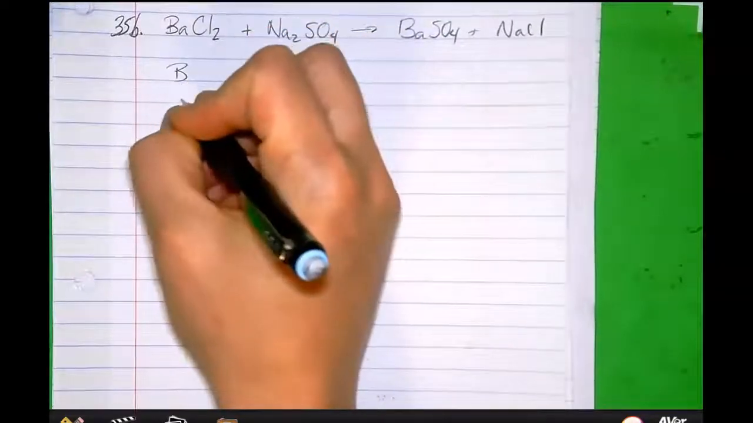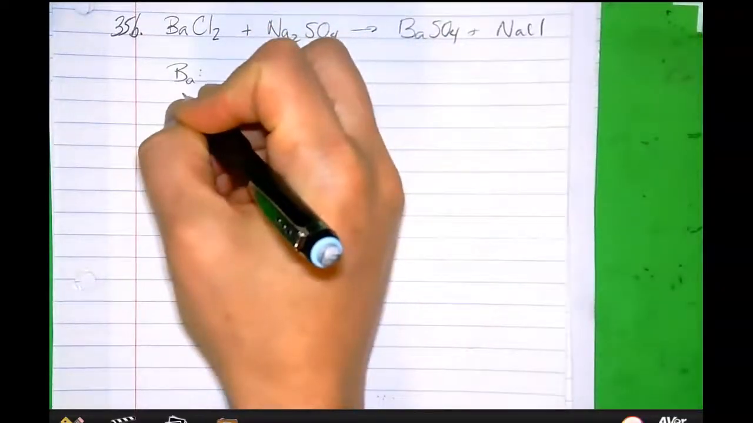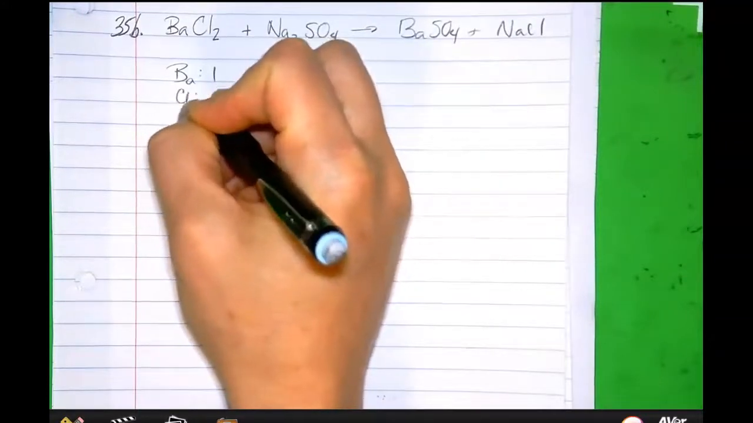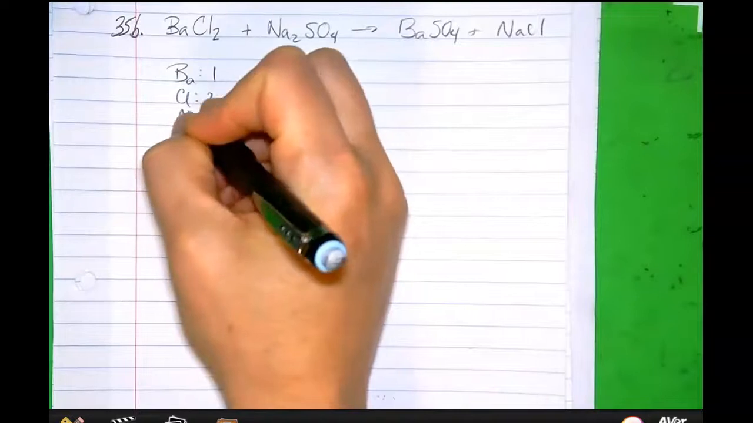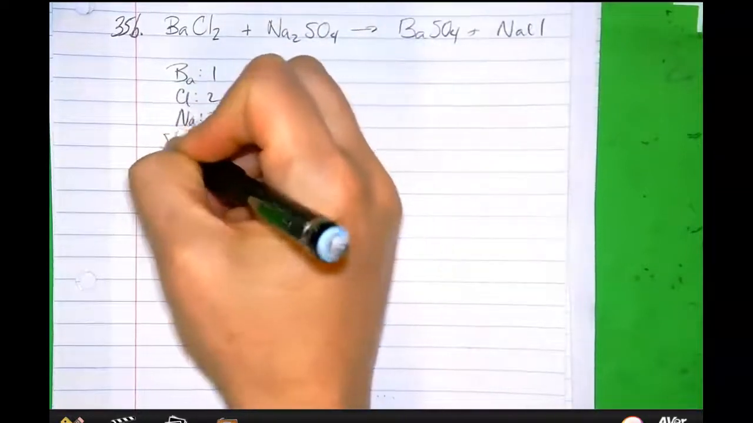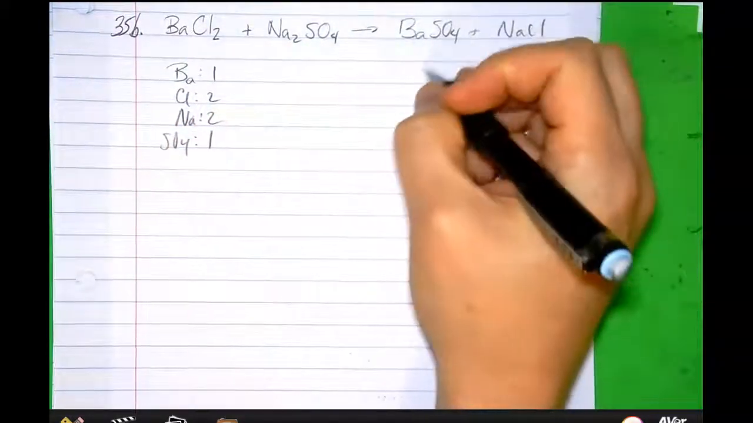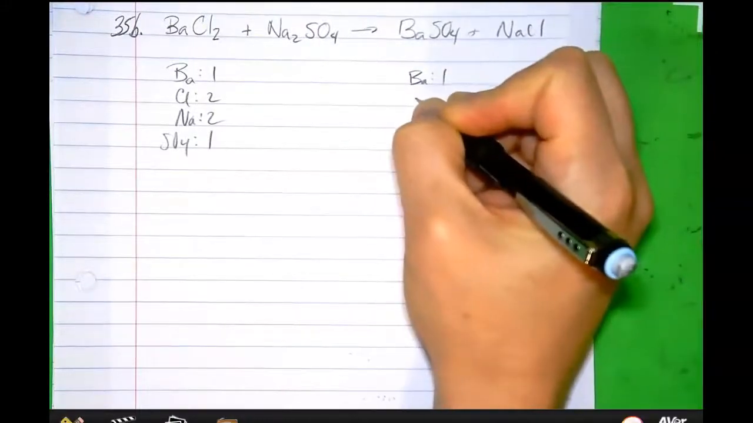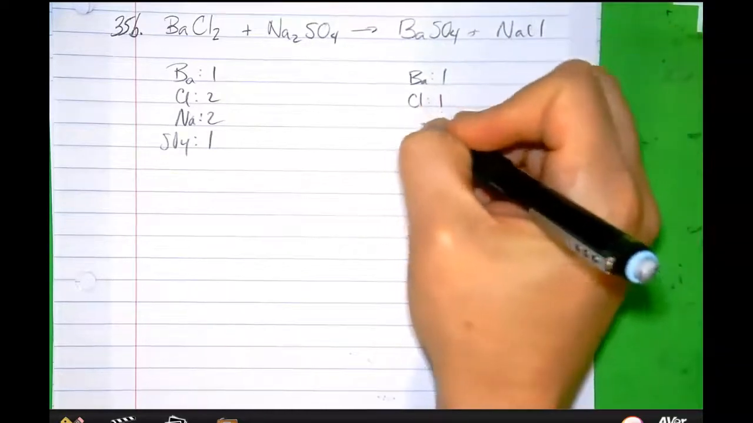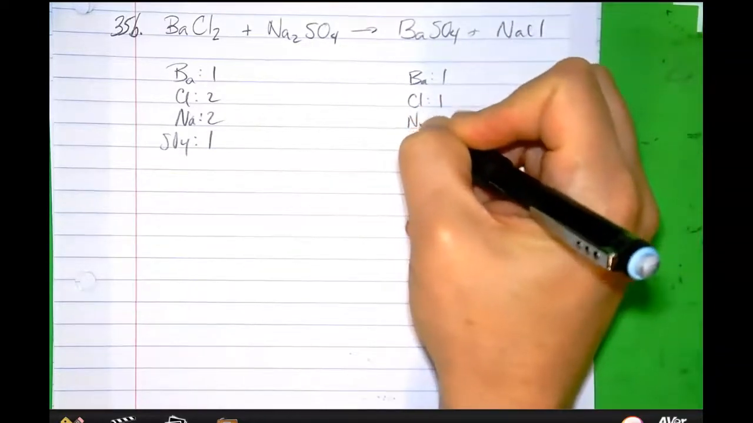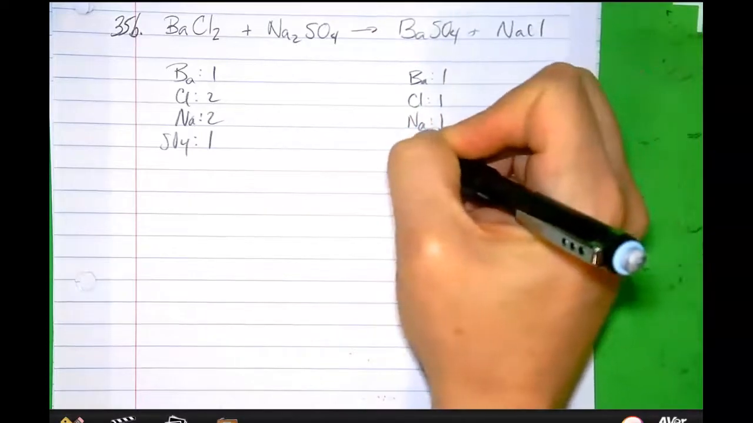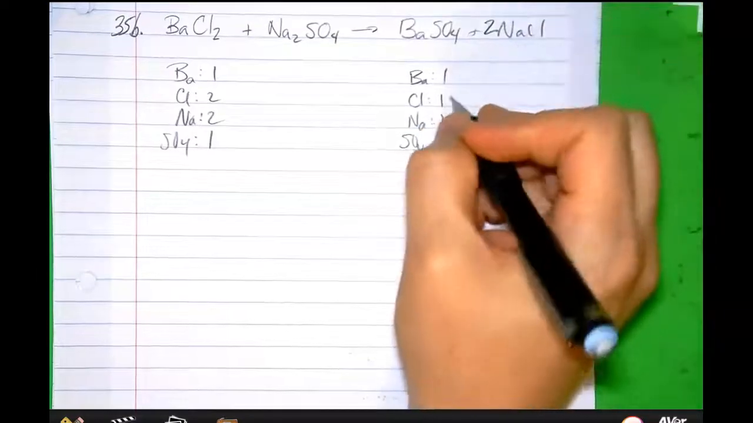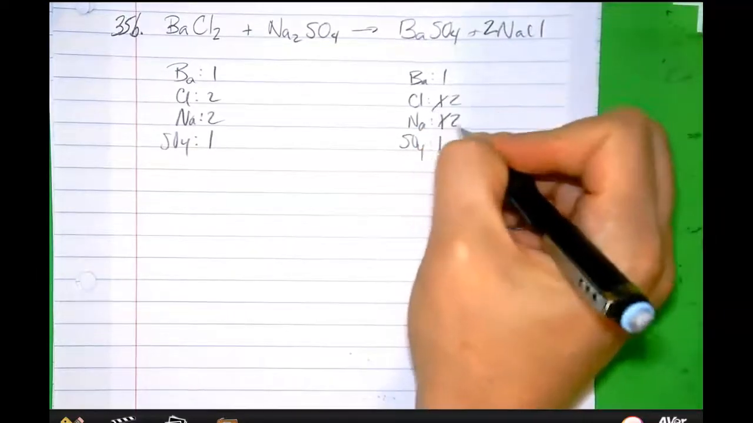We have 1 barium. We have 2 chlorines. We have 2 sodiums. And we have 1 sulfate. Over here we have 1 barium. We have 1 chlorine. We have 1 sodium and 1 SO4. So it looks like we just need to put a 2 here. That's going to give us 2 chlorines and 2 sodiums, and we're balanced.